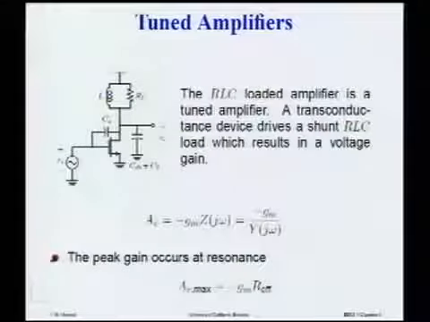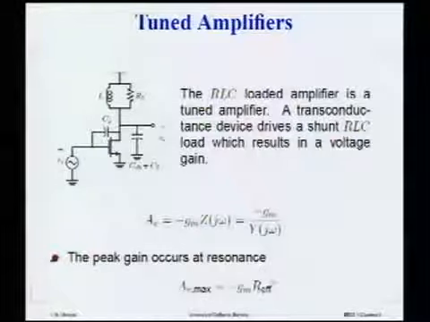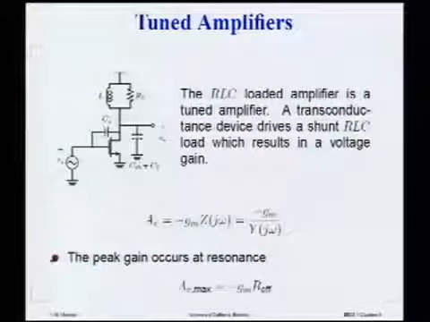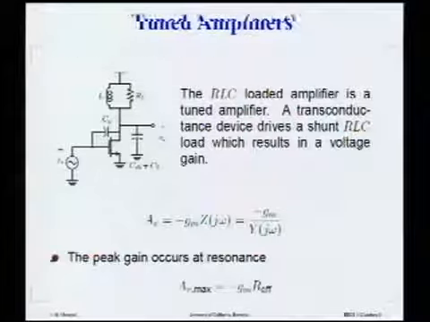So we can see, going back to the slide, that the maximum gain of this device occurs at resonance, where this term here is maximized at a value of R effective. Okay.